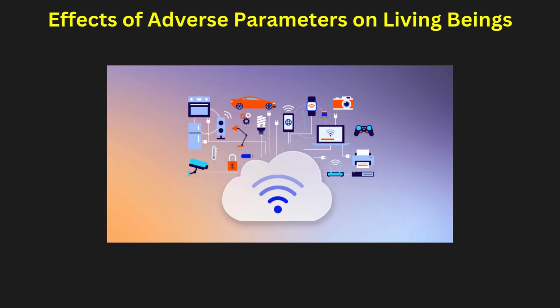So now we will know the second part, effects of adverse parameters on living beings. Uncontrolled environmental conditions pose the serious risk to all forms of life. High levels of air pollution lead to the respiratory diseases like the asthma, lung cancer. Extreme temperature cause the heat strokes, hypothermia, disrupt the ecosystem. Poor water quality leads to deadly disease such as cholera, etc.